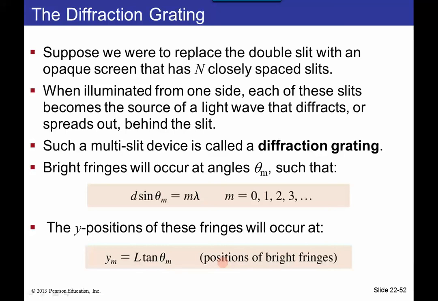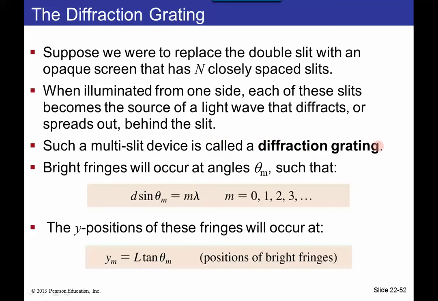Another interesting device is the one called the diffraction grating. In this case, instead of having just two openings, two slits, like the double slit, we are going to have many of them. We are going to have N, and they are going to be closely spaced. So now when we shine light through a device like this, we are going to get diffraction again, but we are going to get a slightly different pattern. So this is called a diffraction grating.